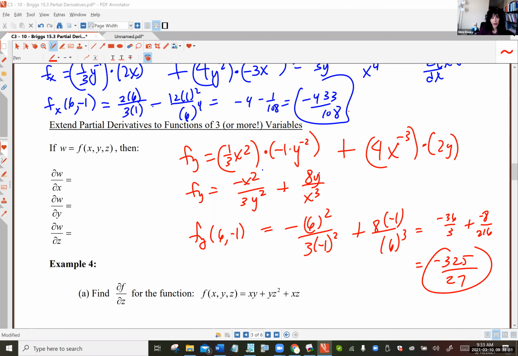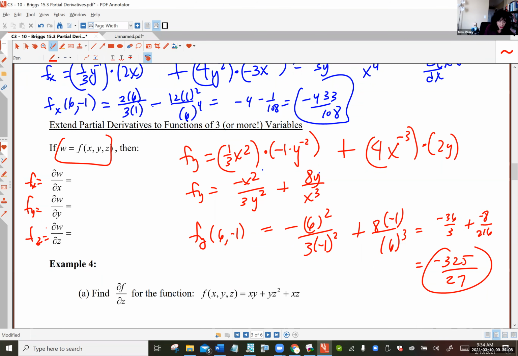So now let's extend this up. Let's jack it up a notch. What do you mean? Well, what if you had a function of 3 variables? Oh, yeah. A little bit different story. So here's a function of 3 variables. What does that mean? Then you'd have 3 partials. You'd have fx, fy, and fz.